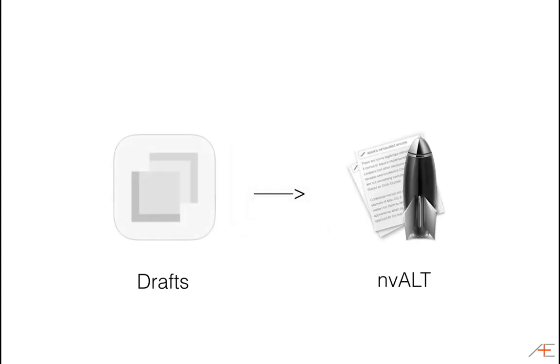So that's how I use Drafts on iOS for quick capturing information. In part 4 of this series, I'll show you how to set up Dropbox actions in Drafts that can send your text to NVAlt on your Mac. So be sure to tune in next week.